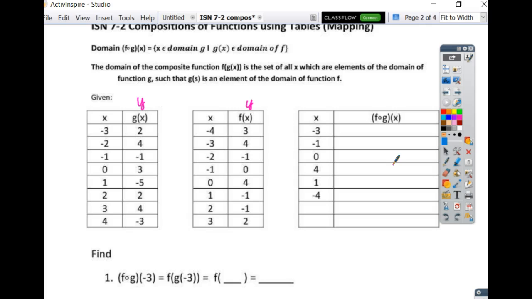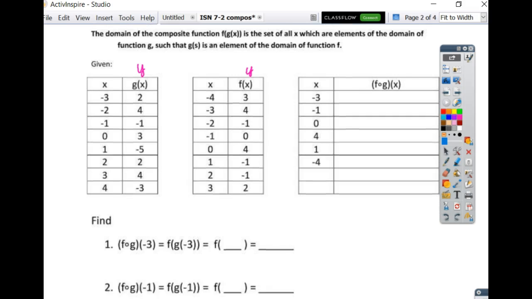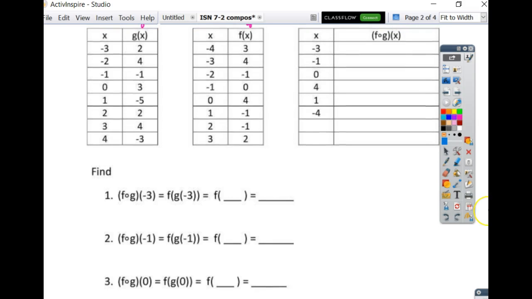So the circle here, this is not F-O-G. It's not fog. This is written f of g of x. And when you do this, you always have to start on the inside. So I have to start with the g, and then I go to the f. And this is how it works. So this is f of g of negative 3, or f of g of negative 3. These are the same things. When they're written, they mean the same thing.